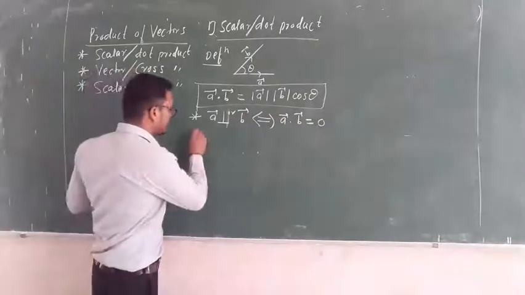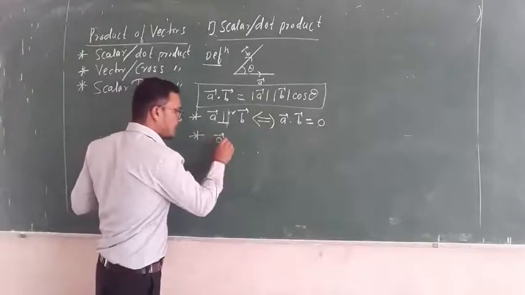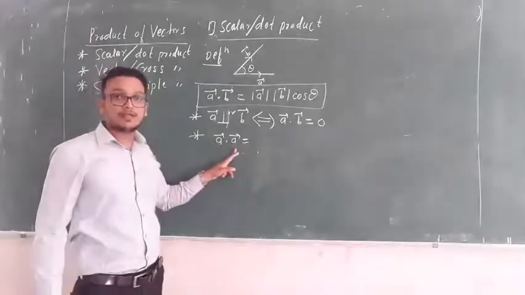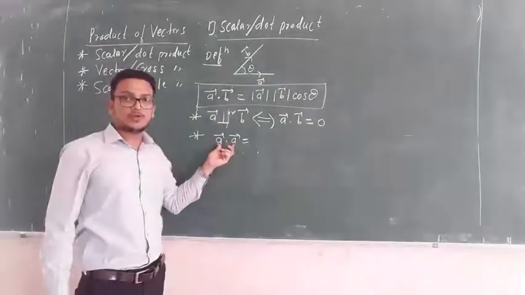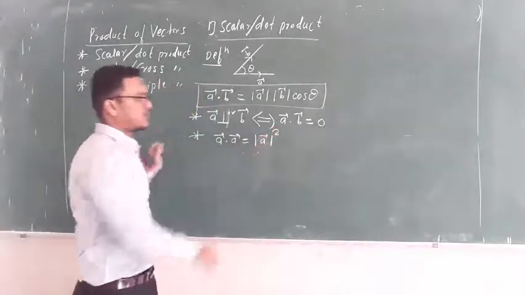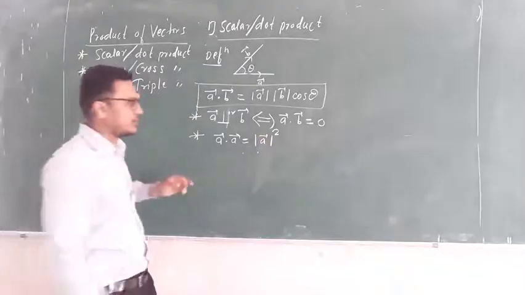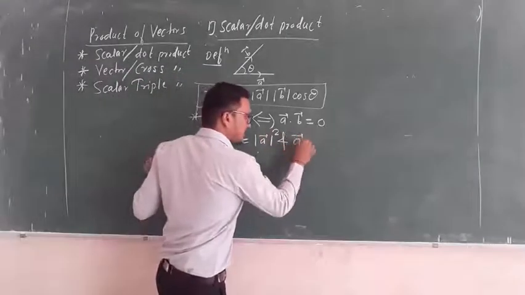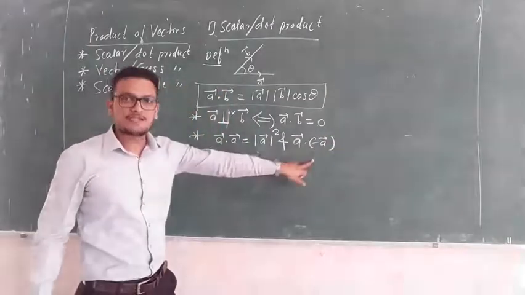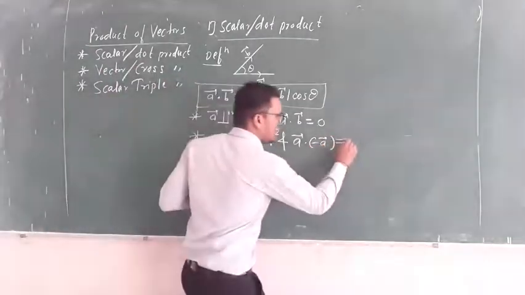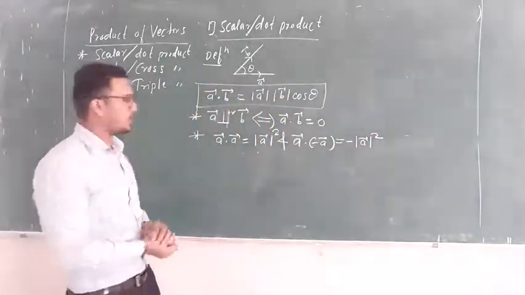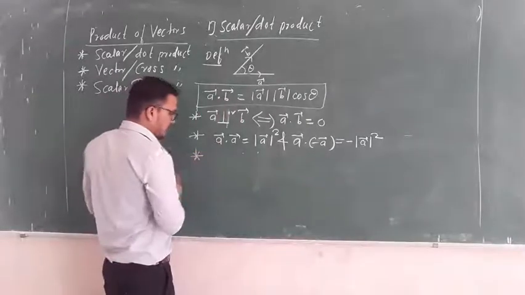Second one: vector A dot vector A. If you take the dot product of the same vector, then its answer is magnitude of vector A squared. And vector A dot minus vector A: even then you keep the minus sign outside, and we can write it as minus magnitude of vector A squared.